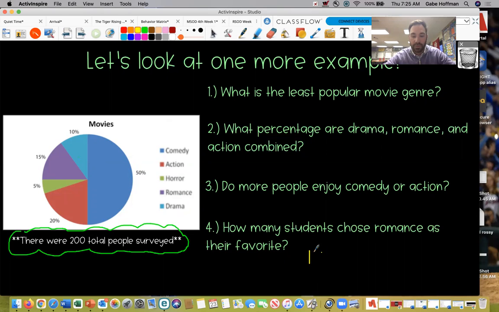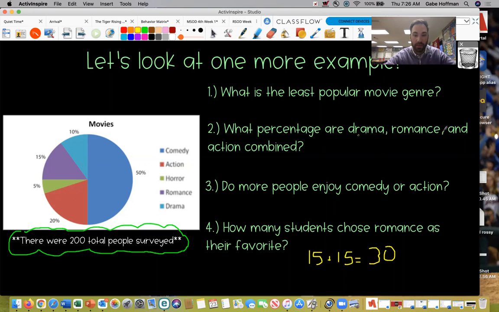I have to say, well, I have 200 people. So I have 15 out of 100 plus 15 more out of 100. So my answer to that question is not 15%. It's actually 30 people. So those are the most complicated questions you're going to get about a circle graph because it's asking you to give the actual number and not the percentage. Most of these other ones you guys can probably do pretty easily.